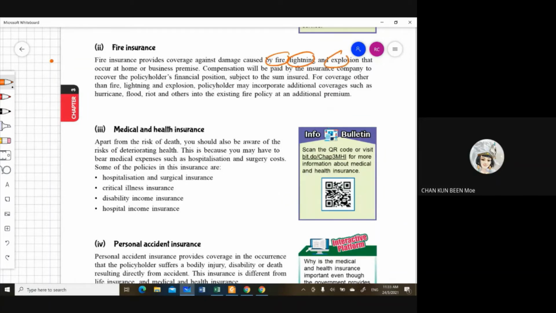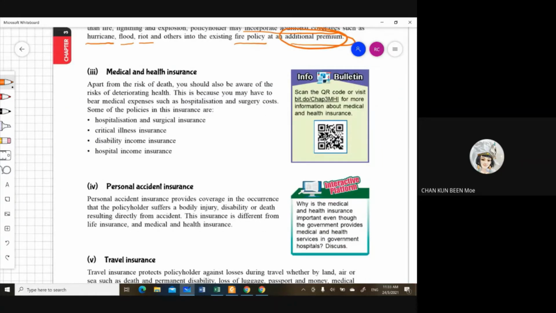But besides that, sometimes we also have natural disaster. So you may incorporate additional coverage such as hurricane, flood, riot, and others into the existing fire policy as an additional premium. So as an additional premium over here, you need to add the payment when it comes to this. Okay, let us look at the third one, the medical and health insurance.